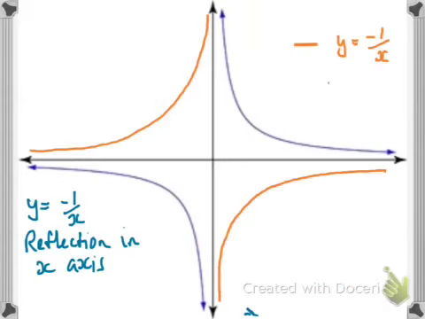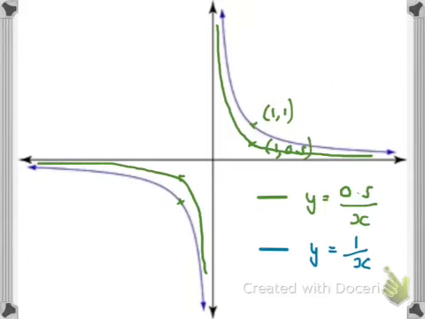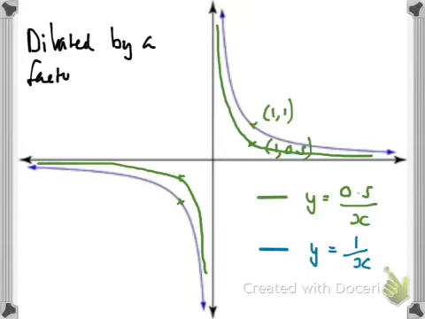Okay, what about negative 1 over x? Actually, before we do that one, let's look at 0.5 over x. A number between 0 and 1 would take the graph closer to the x-axis. So that would be dilated by a factor of 0.5, or a half, from the x-axis.